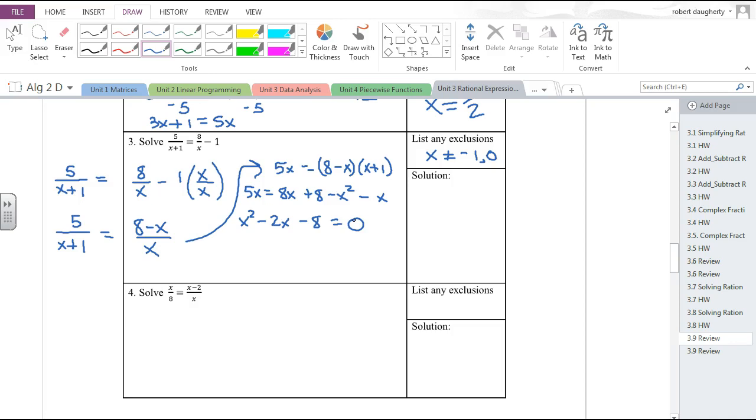Now I'm looking for two numbers that multiply to give me negative 8 and add to give you negative 2. Those numbers are 2 and 4, with a negative with the 4. So this turns into x minus 4, x plus 2 equals 0. Therefore, my solutions are x equal 4 and negative 2, and neither of those violates my exclusion. So those would be the appropriate answers.